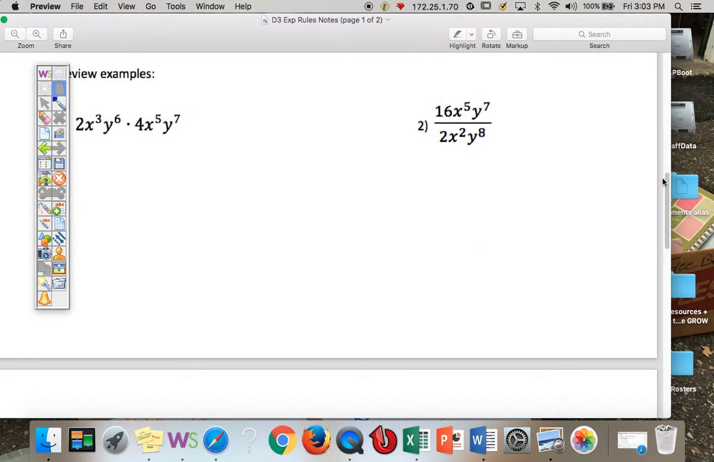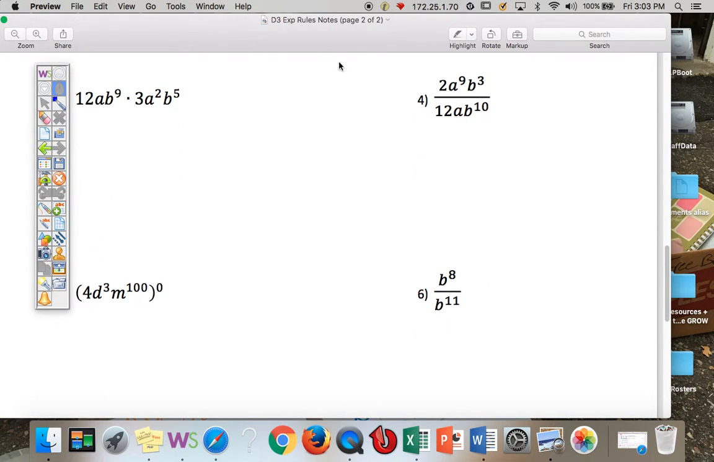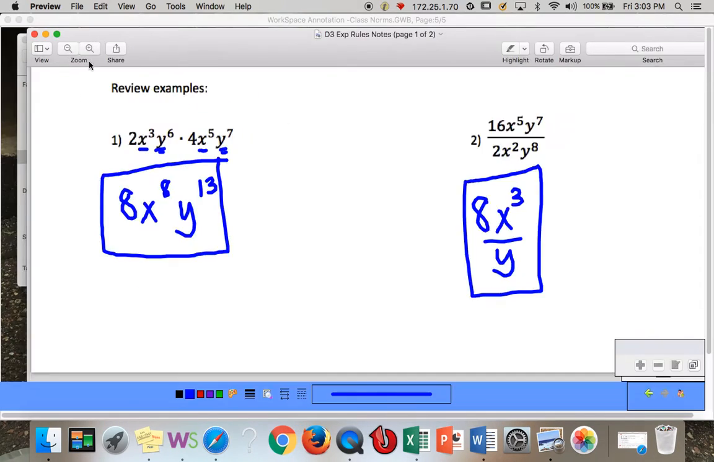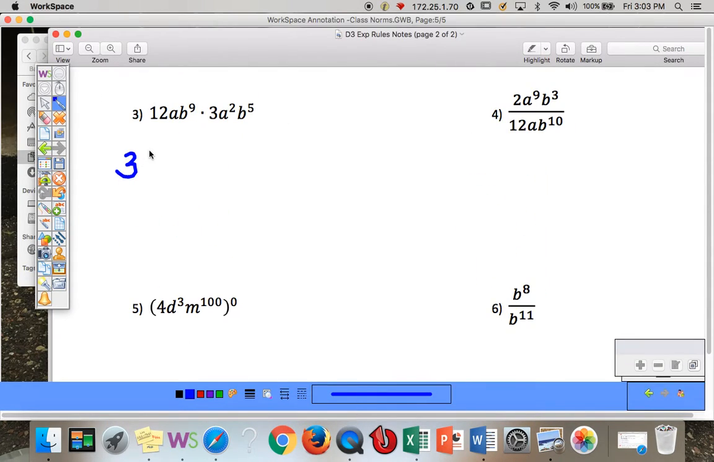Okay, let's take a look at a few more. So 3 and 4 are very similar to 1 and 2. So over there, 12 times 3 is 36. You have 1 a here and you have 2 here, so this is a to the 3rd power. 9 b's and 5 b's, we have b to the 14th.